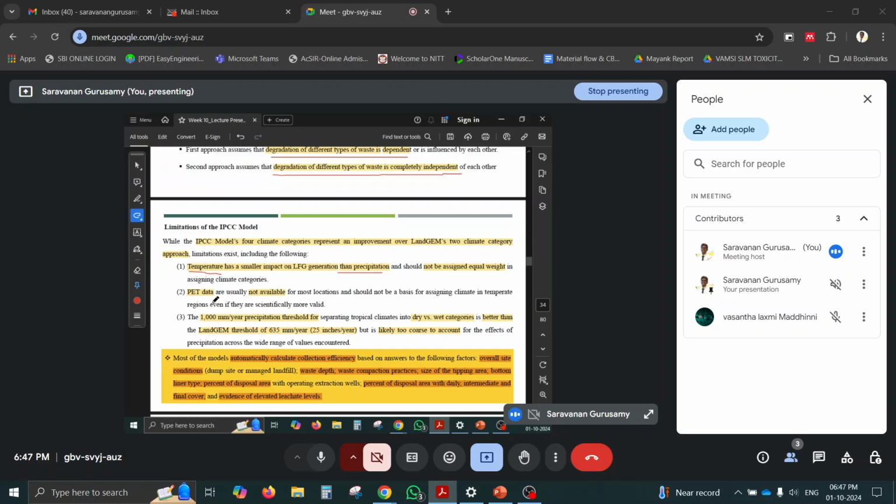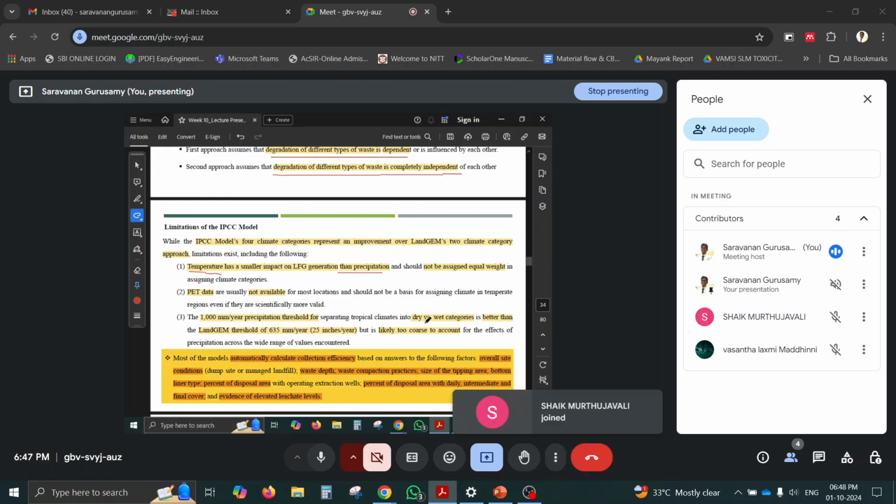When the PET data is not available, the precipitation is assumed as 1000 millimeter per year as a threshold. That varies in different climatic conditions like dry or wet categories. It will vary because we can't assume one precipitation for all landfill sites. But LandGEM assumes 635 millimeter per year as precipitation. This IPCC model is more advanced than LandGEM, but it still has some limitations to be used in Indian conditions.